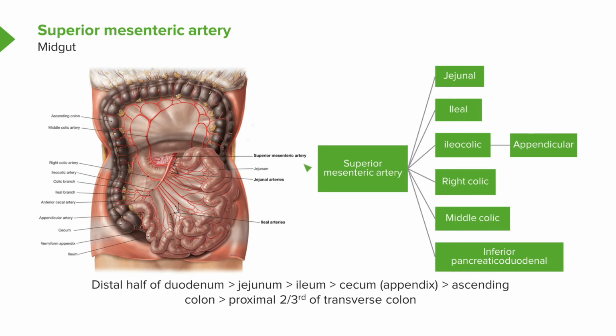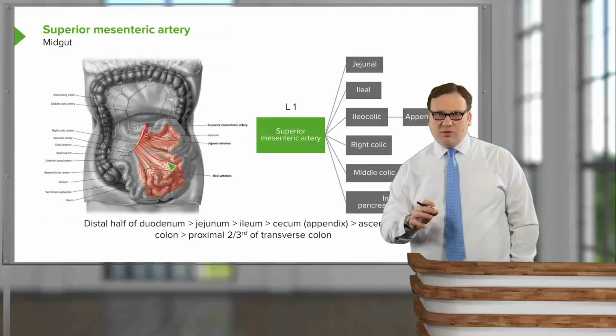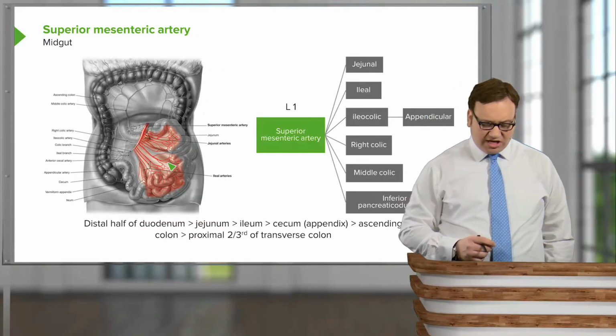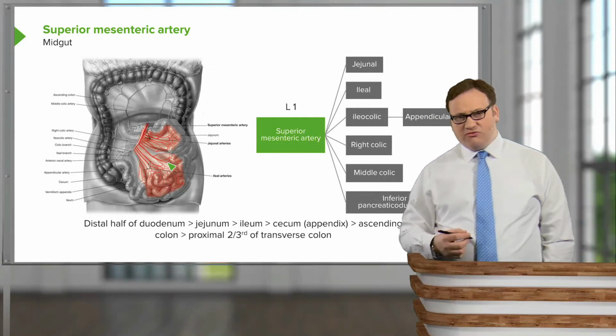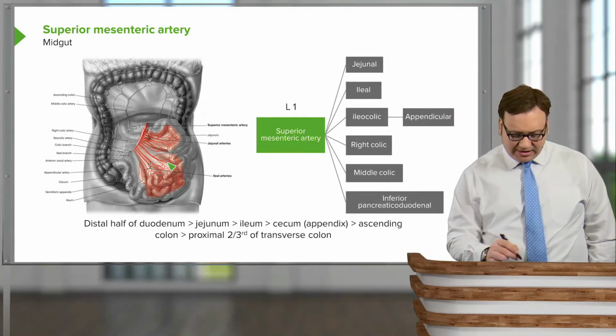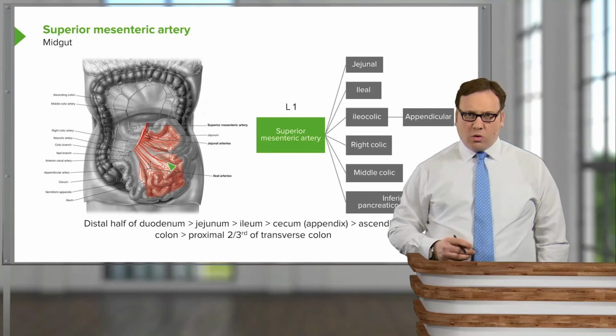And we can see the superior mesenteric artery here, around about L1, is giving rise to a series of jejunal arteries and ileal arteries that pass within the mesentery towards the jejunum and the ileum. It carries on in this direction alongside the root of the mesentery and passes to the lower right quadrant.